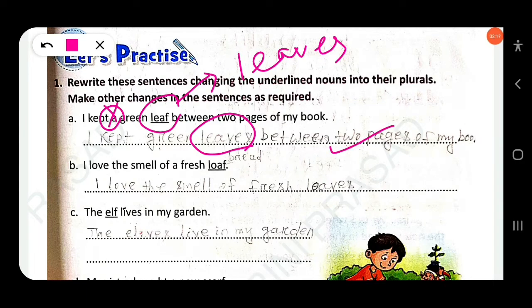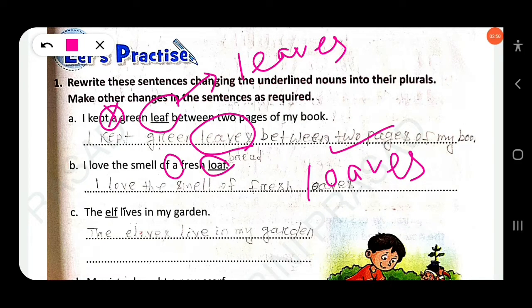Clear? Then the second one: I love the smell of a fresh loaf. Similarly, the article will be removed. Here a is an indefinite article, and loaf means bread. So, I love the smell of fresh loaves. As the noun ends with f, we need to add ves to make it plural. I love the smell of fresh loaves.